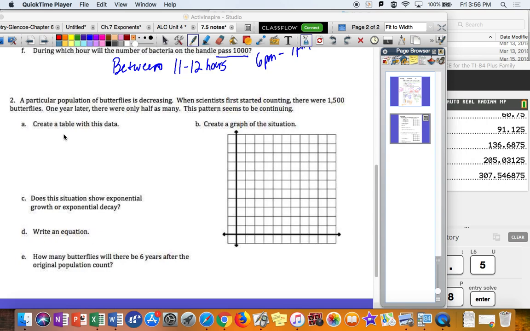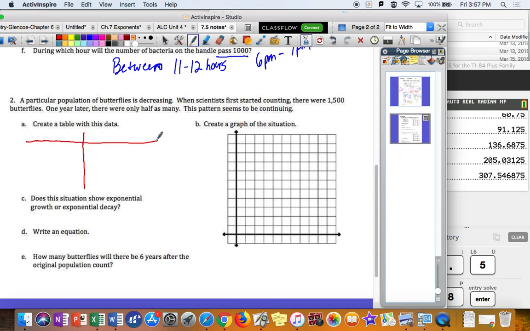When scientists first started counting, there were 1,500 butterflies, and 1 year later there were half as many. This pattern seems to be continuing. Now there has been some worry about this related to butterflies, those monarch butterflies that we'd love to see in the summertime. Haven't seen them as much in the last number of years, and I know there's some worry about that in the science community. Those monarch orange and black butterflies that you probably have seen.